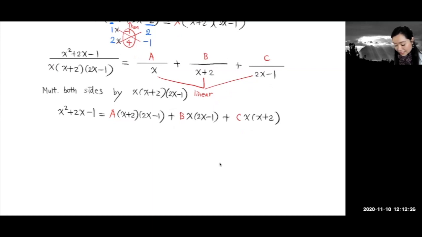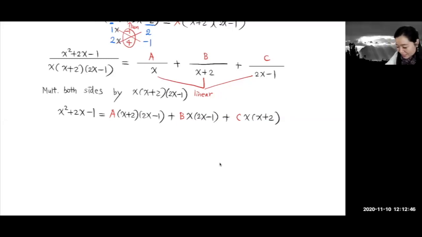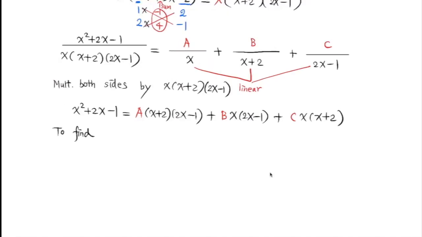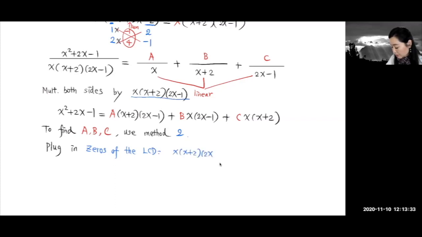Okay. Now, to find A, B, C, which method would you like to use? Do you want to use the first method or the second method? You have a choice. It's a free country. Second one, right? Okay. So let's find A, B, C using the second method. The second method says we're going to plug in the zeros of the LCD. The LCD over here is this one right here, which is x times x plus 2 times 2x minus 1. So what are the zeros?